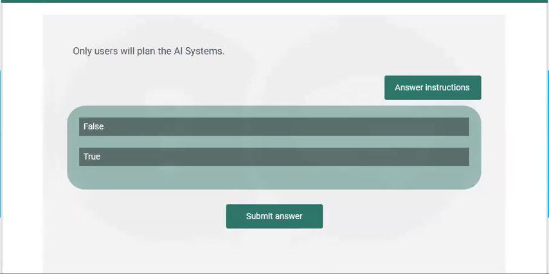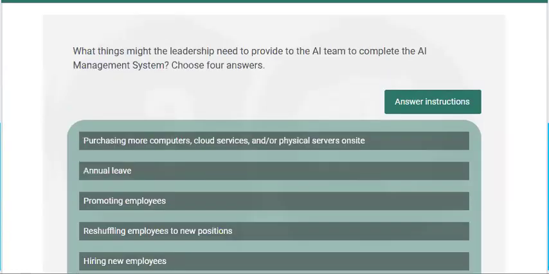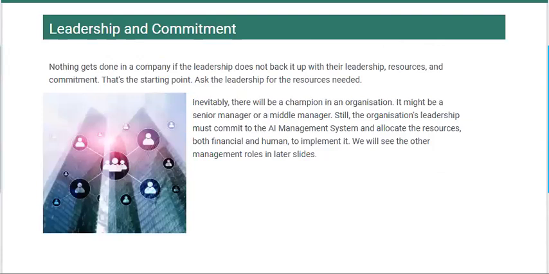Leadership and commitment. Nothing gets done in a company if the leadership does not back it up with their leadership, resources, and commitment. That's the starting point. Ask the leadership for the resources needed. Inevitably, there will be a champion in an organization. It might be a senior manager or a middle manager. Still, the organization's leadership must commit to the AI management system and allocate the resources, both financial and human, to implement it. We will see the other management roles in later slides.